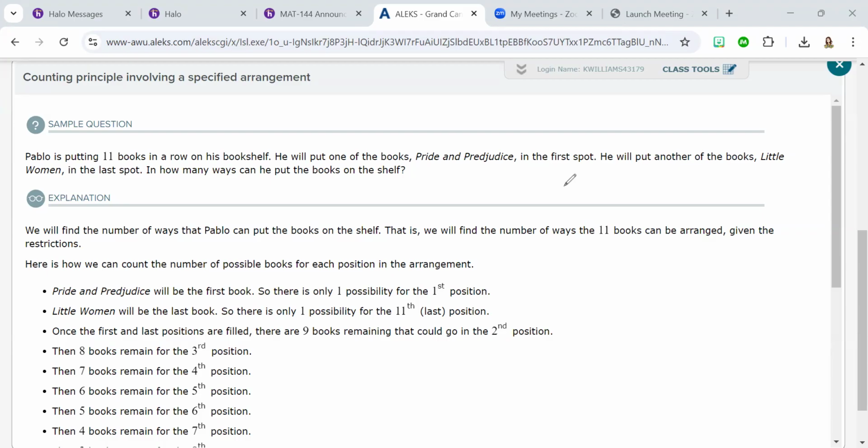So Pablo is putting 11 books in a row on his bookshelf. He will put one of the books, Pride and Prejudice, in the first spot. He will put another book, Little Women, in the last spot. And how many ways can he put books on the shelf?